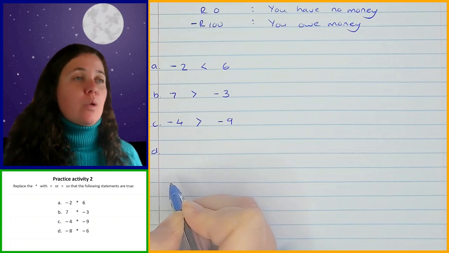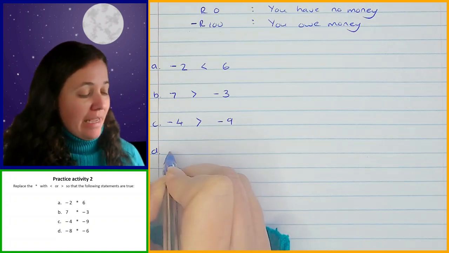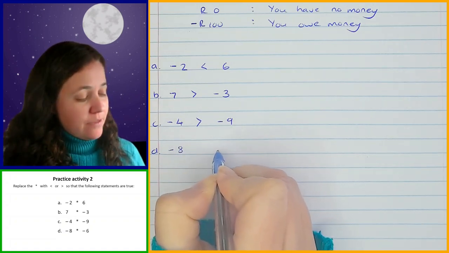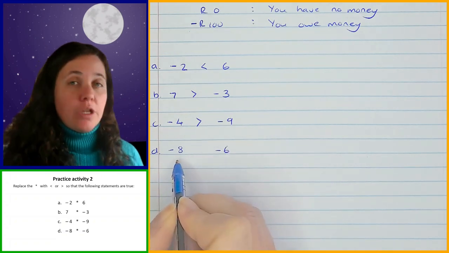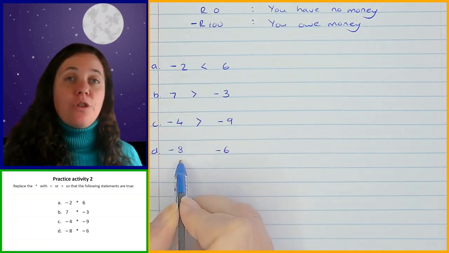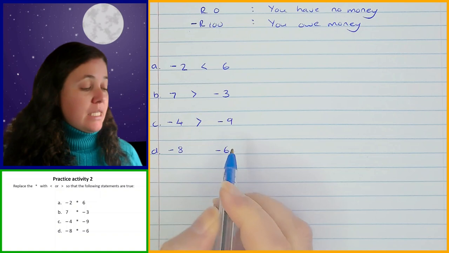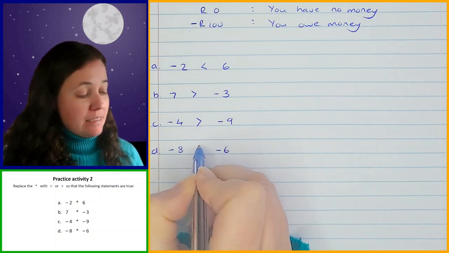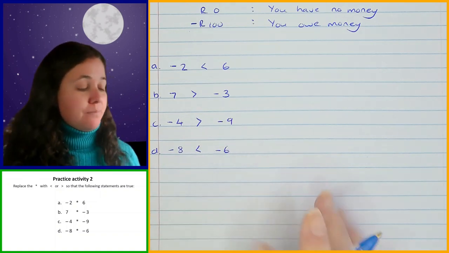And then the last one, question D, you have negative 8 and negative 6. So on the number line, you'll see that negative 8 is further to the left than negative 6, which means that negative 8 is less than negative 6.